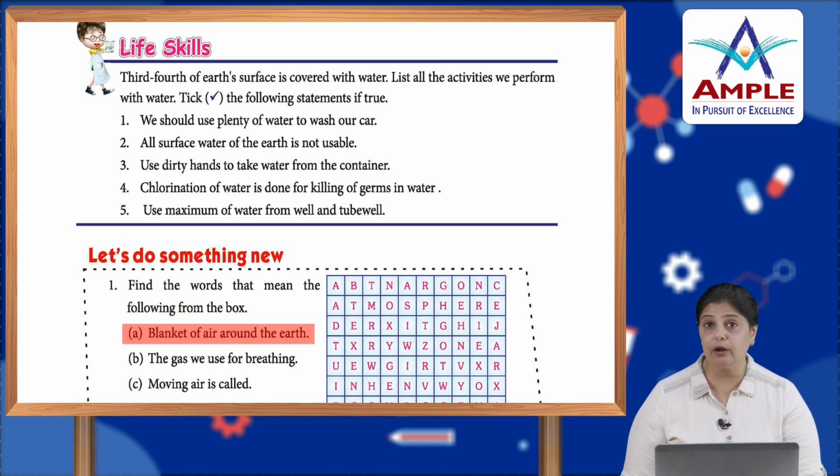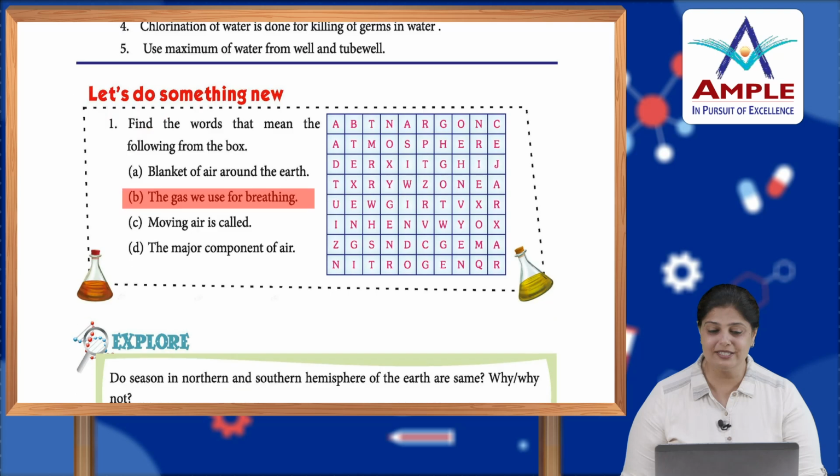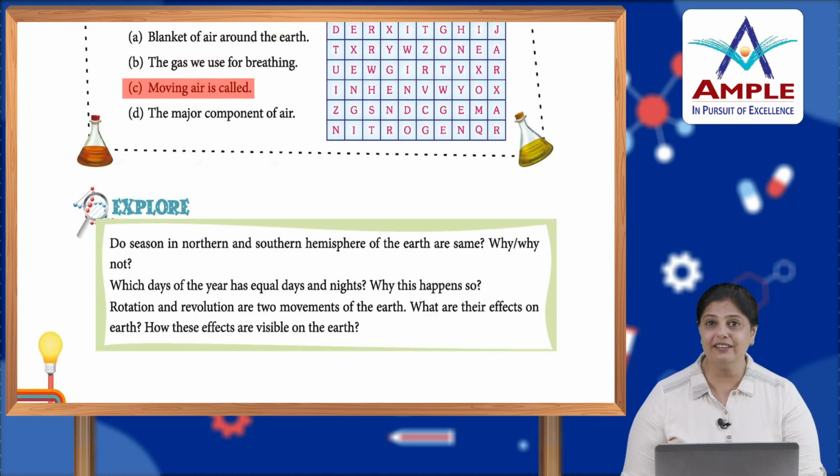Blanket of air around the earth, atmosphere. Gas we use for breathing, what is it? It is oxygen. Moving air is called wind, and the major component of air is nitrogen. So find these words in the box.